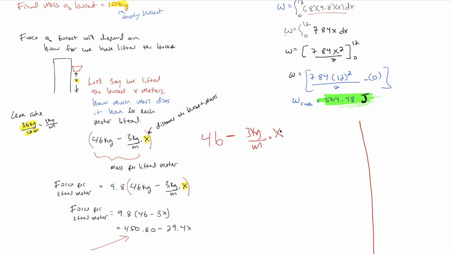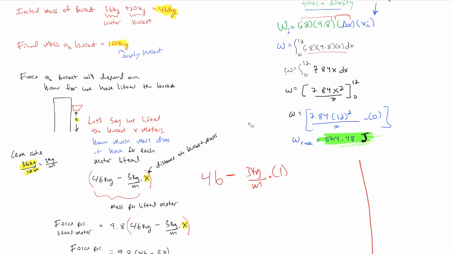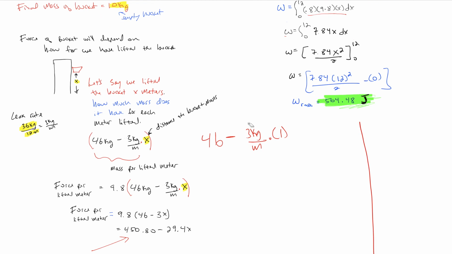So if you do 0 meters, this is a 0, and it's 46 kilograms. If you've gone up 1 meter, then this becomes a 1, so it's 3 times 1, which is 3. Then it becomes 46 minus 3, which is 43 kilograms. And if you do all 12 meters, you're left with just the 10 kilograms, which is the mass of the bucket.